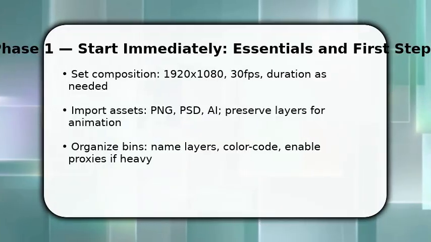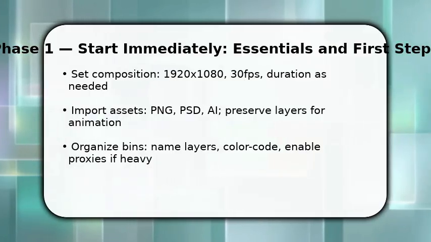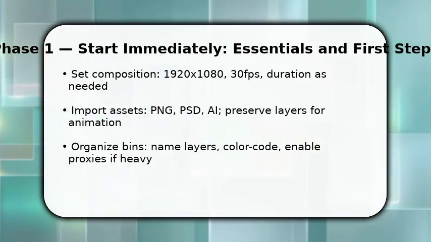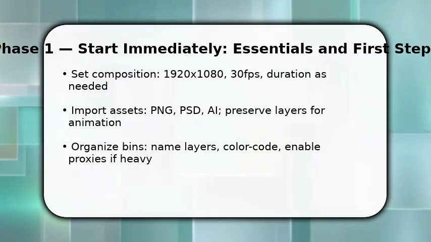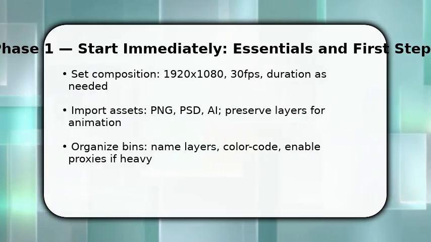You start by creating a composition with the final output settings. Choose resolution, frame rate, and duration that match delivery. Then import your assets and keep layered files intact so you can animate parts independently.